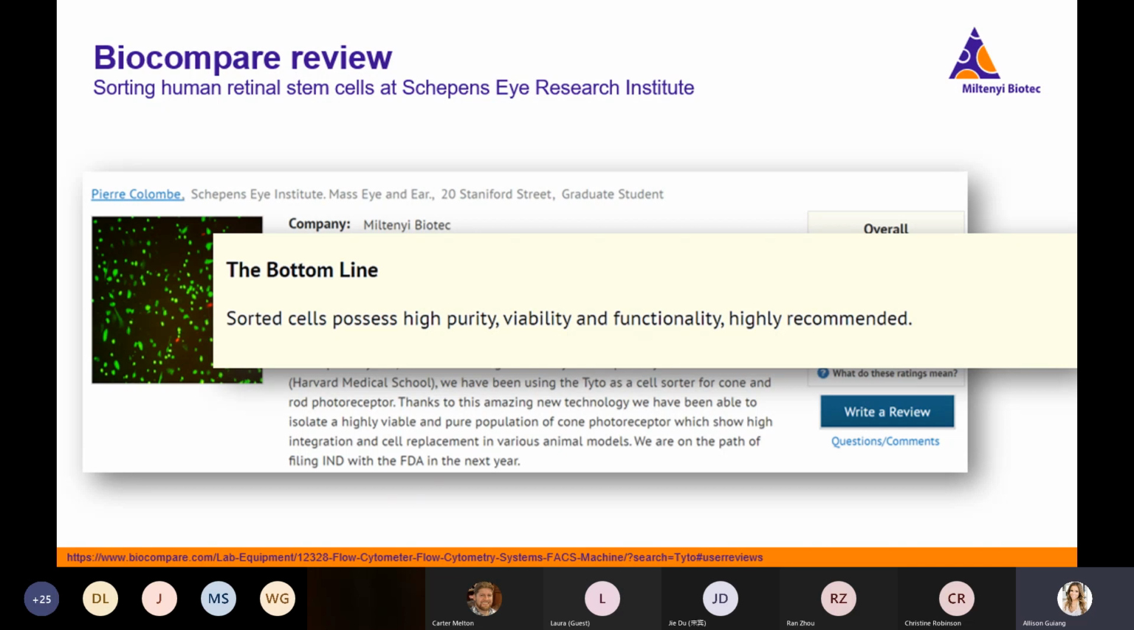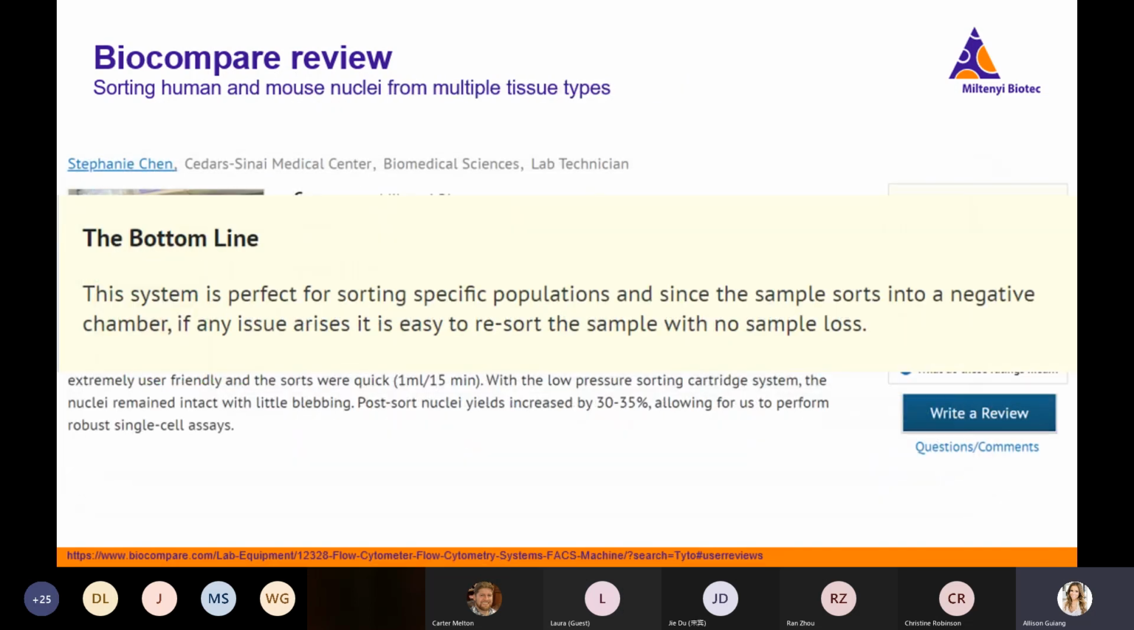Again, all things that were emphasized by Christine that are super important for improved data quality for 10x. And then the system is perfect for sorting specific populations. And since the sample sorts into a negative chamber, if any issue arises, it's easy to resort the sample with no sample loss. This is, again, emphasizing more so the user experience with the Tito. But again, with that single-use cartridge and everything being kept in the cartridge itself, it's really easy to adapt.